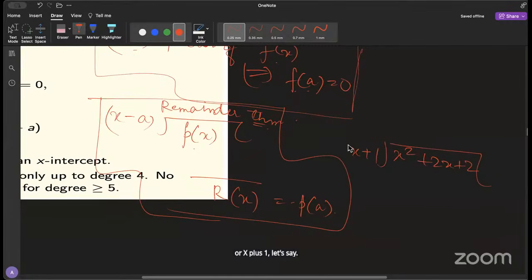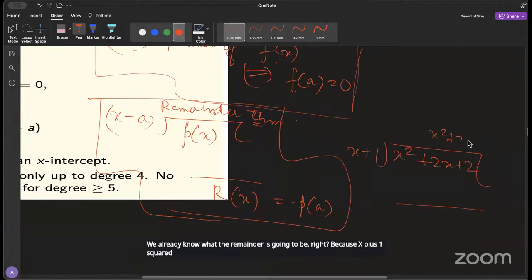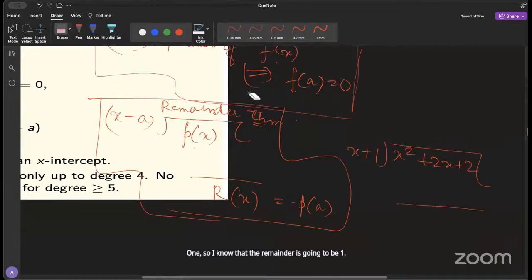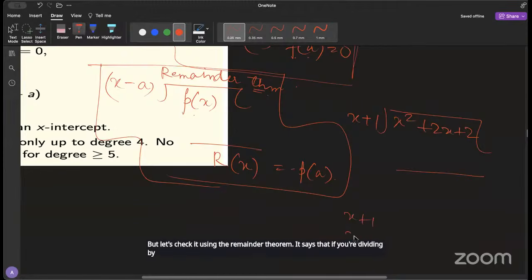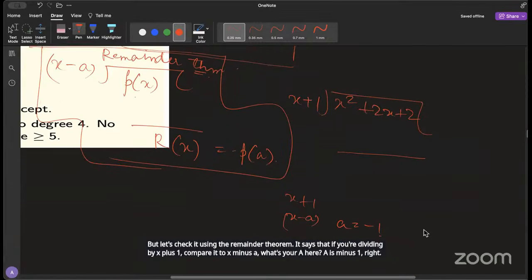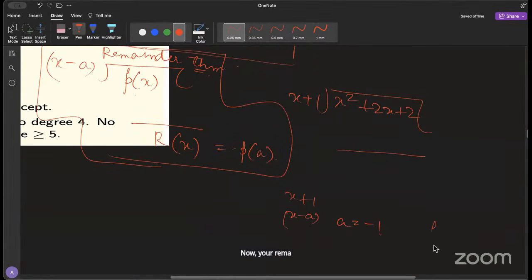If I divide by x plus 1, we already know what the remainder is going to be, right? Because x plus 1 squared is x squared plus 2x plus 1. So I know that the remainder is going to be 1. But let's check it using the remainder theorem. It says that if you're dividing by x plus 1, compare it to x minus a. What's your a here? a is minus 1, right? Now your remainder is given by P of a. And what's P here? This thing.